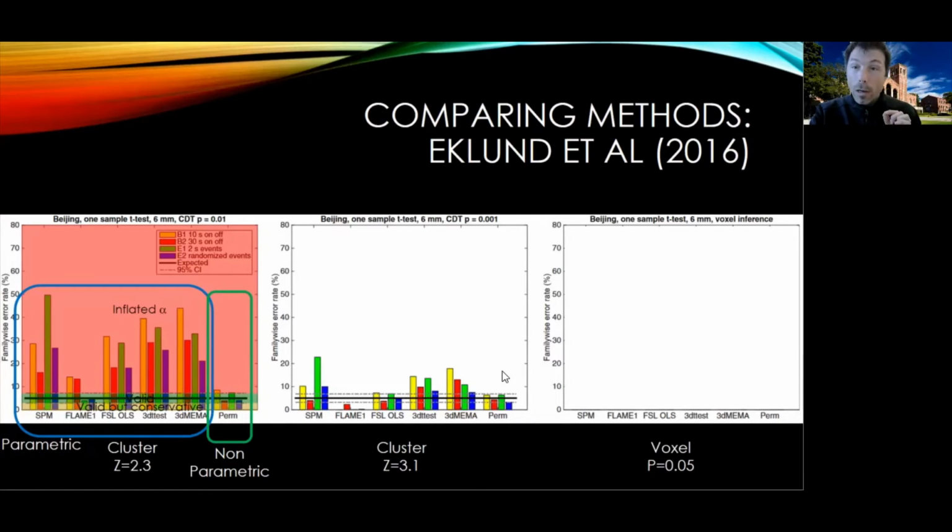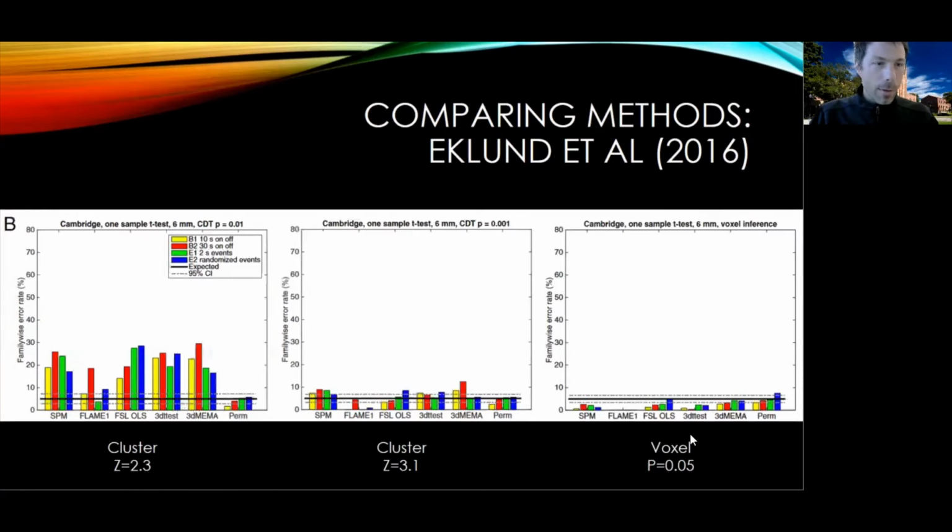Finally, if you do a voxel level inference with 0.05, you get, for the most part, either conservative or valid analysis. But of course, this would be the case of Bonferroni, right? The risk here is to get a lot of false negatives.